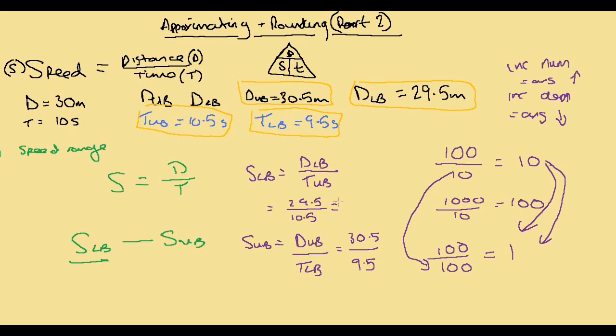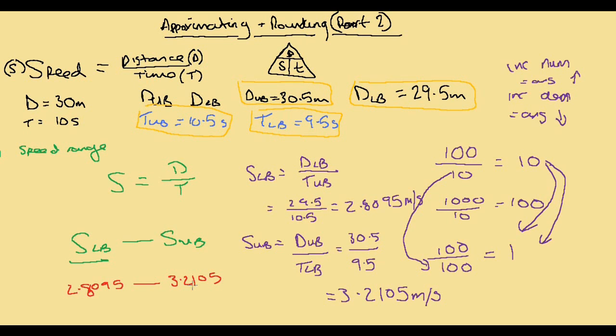So this says 2.8095, and the upper bound one should tell you an answer of 3.2105. So there we go, 3.21, and this is actually in meters per second. So what we have is an answer, or speed range. The lower bound was 2.8095. The upper bound was 3.2105. So the possible speeds that were run were between 2.8 meters per second and 3.21 meters per second, or thereabouts.